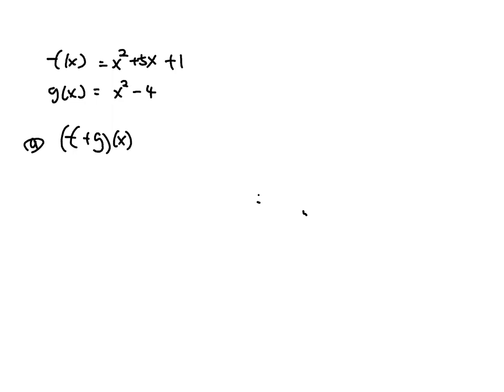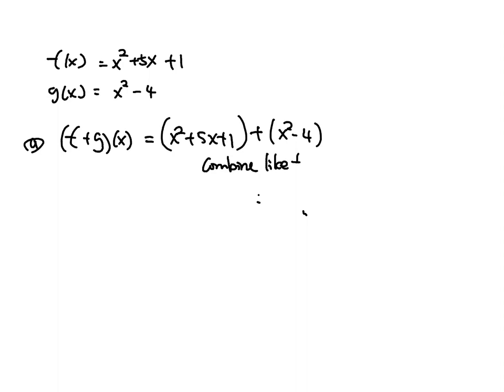So essentially, all we're doing is we're just saying x squared plus 5x plus 1 plus x squared minus 4. And we can combine like terms. So this will be x squared plus x squared is 2x squared. 5x is by itself. And 1 plus a negative 4 is a minus 3.